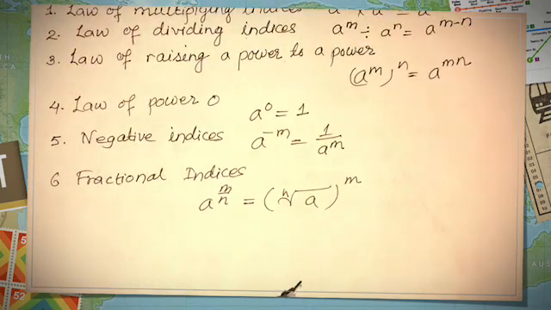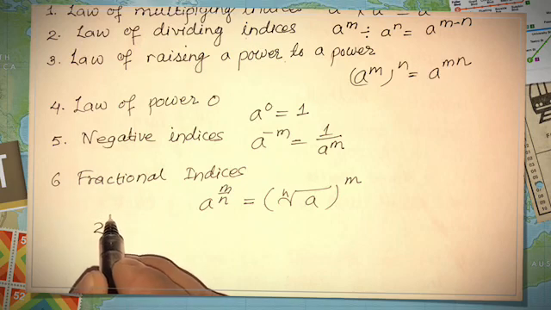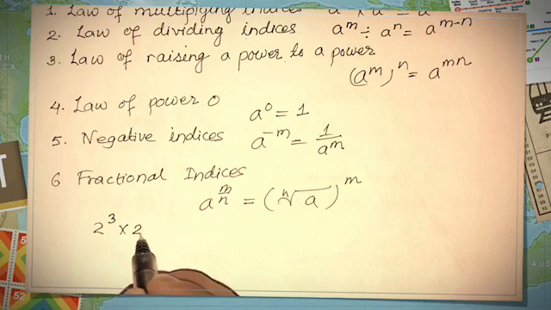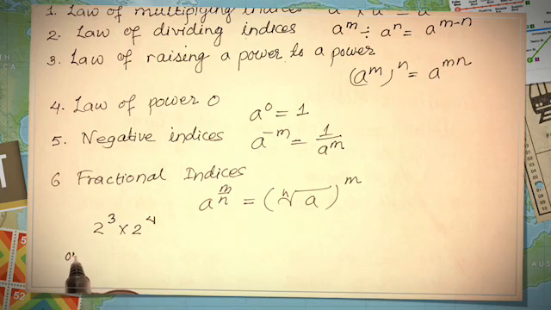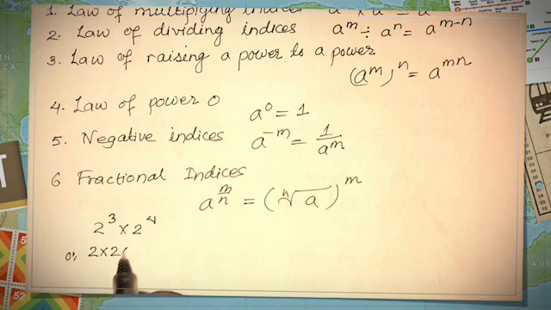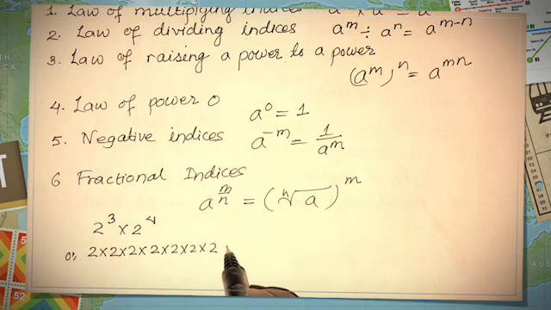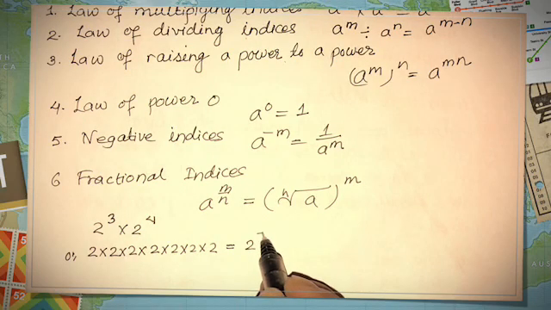Okay, let's see one example here. 2 to the power 3 times 2 to the power 4. Now we know this means 2 multiplied 3 times and 2 multiplied 4 times. If we write this, then it is what? 2 to the power 7.